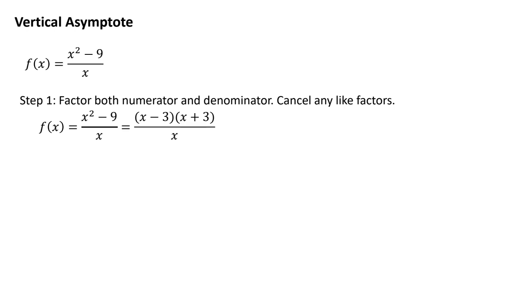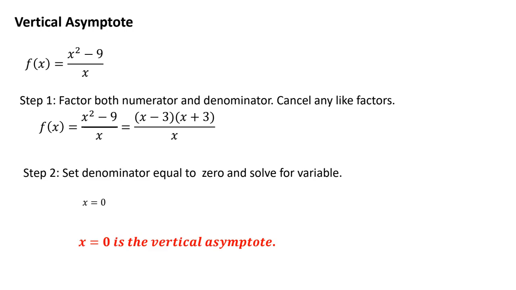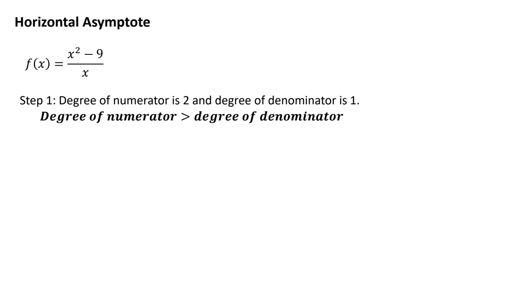In this case, I factored both of them just to see if anything simplifies, but nothing simplifies. So on this problem, my only vertical asymptote is my restriction from the domain, which is x equals 0. Now for the horizontal asymptote: the degree of my numerator is 2.